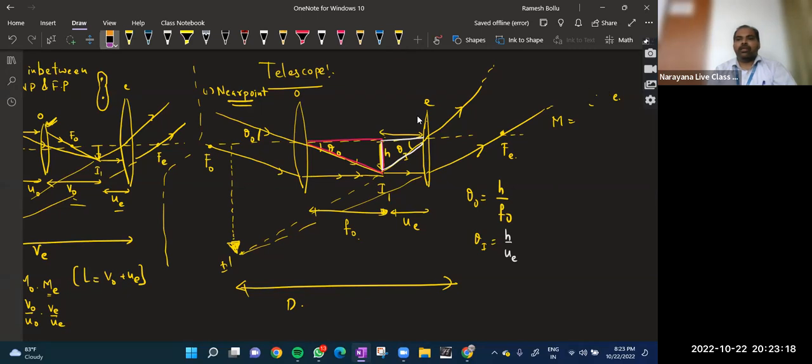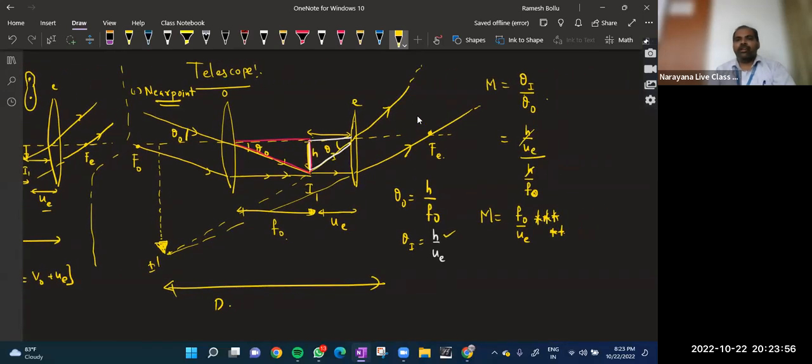Here we don't need to use the magnification formula. How much? Visual angle of image by visual angle of object. What is the visual angle of image? H by UE, the whole divided by H by FO. H cancels out. So what is the magnification power formula? FO by UE. Sorry, this is FO, no? FO by UE. I'm requesting all of you, kindly remember the formula for magnification of the telescope.